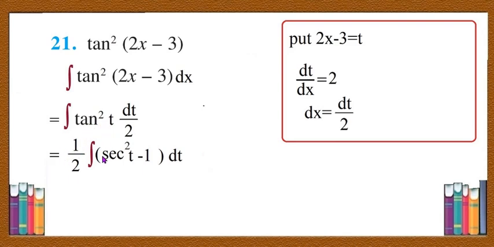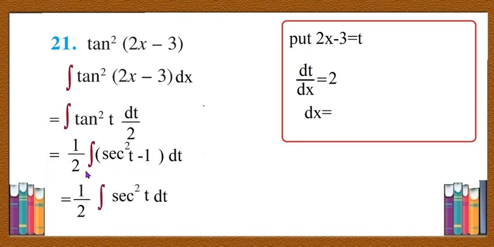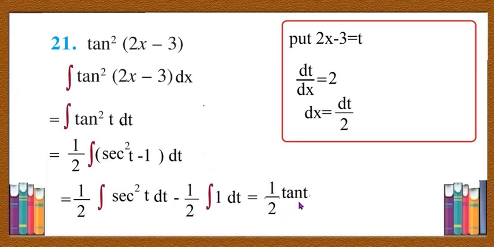Tan square t can be written as sec square t minus 1, because 1 plus tan square t is equal to sec square t, which is the identity of a trigonometric function. So tan square t is sec square t minus 1, and that is equal to 1 by 2 into integration of sec square t dt minus 1 by 2 into integration of 1 dt. Integration of sec square t is tan t, integration of 1 is t, and that is equal to half tan t minus half t plus c.